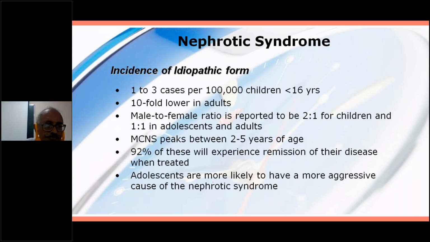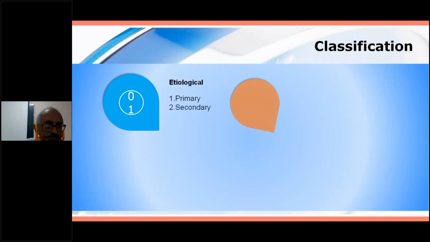MCNS means minimal change nephrotic syndrome. What is minimal change? We'll know in subsequent slides. The minimal change peaks between 2 and 5 years. 92% of these will experience remission when treated. That means they all have a very good prognosis. You treat them, they recover. Adolescents, however, require more aggressive treatment, because the older the child, the more complicated the forms may be. Now, you can classify nephrotic syndrome in different ways.